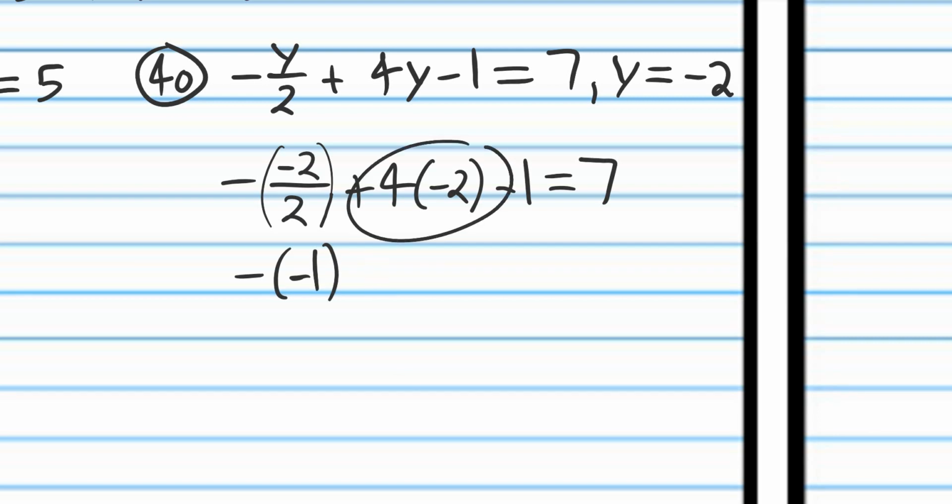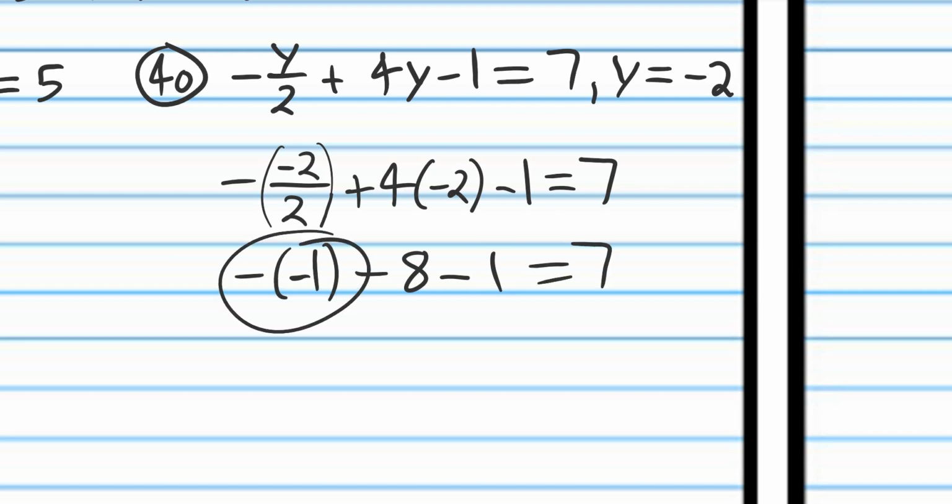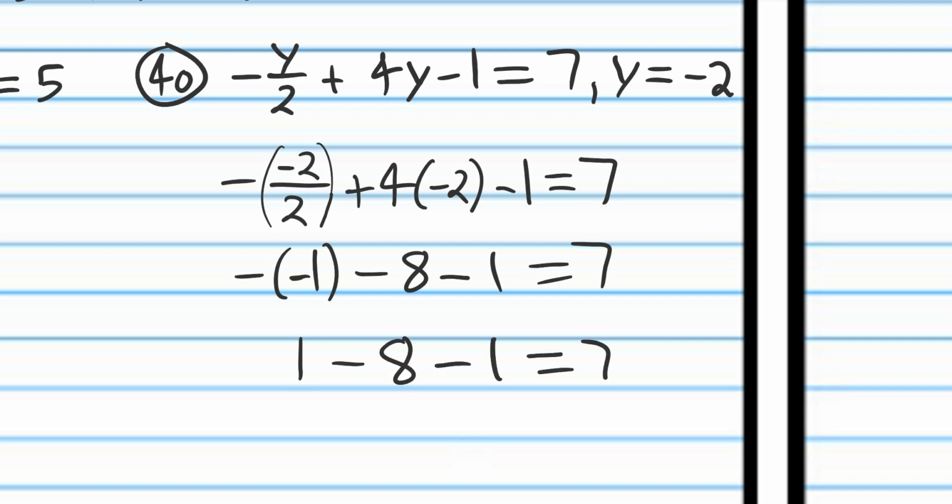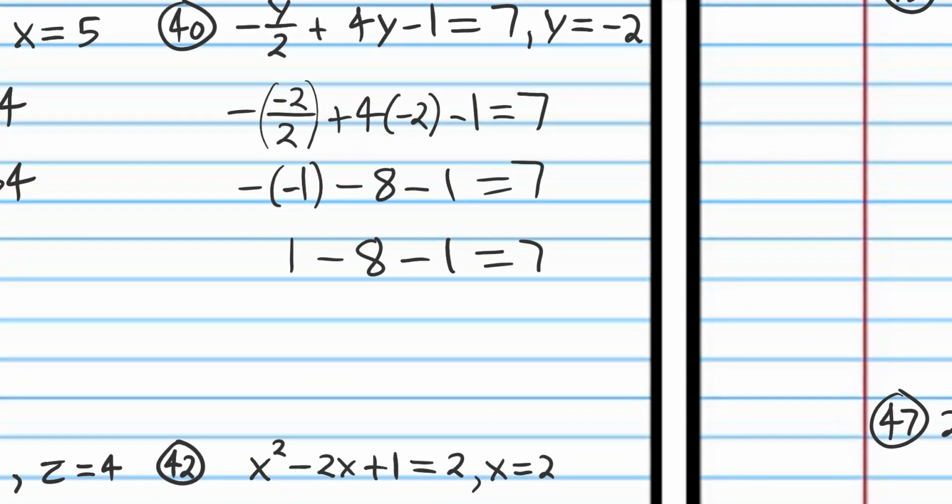And then 4 times negative 2 is negative 8. Then we have a double negative here, so that would become positive 1. And 1 minus 8 is negative 7, and negative 7 minus 1 is negative 8. So we end up with negative 8 is equal to 7.